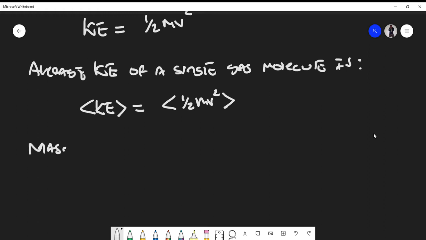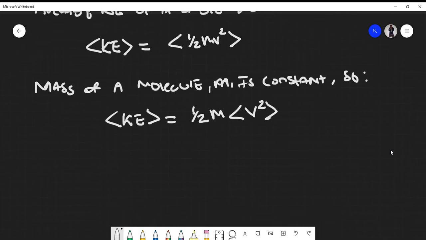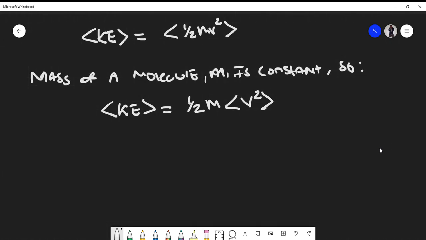So then, the mass of a molecule m is constant. So in other words, the average kinetic energy should be equal to 1/2 m, since that's constant, times the average of v squared. The only thing we did was factor the constant out, since m is a constant. We factored the 1/2 and the m out of the equation.